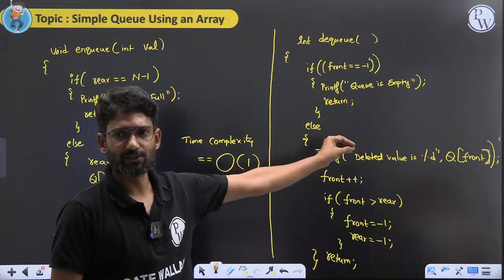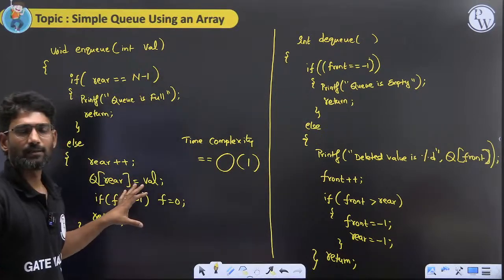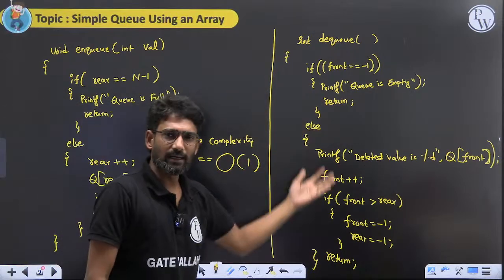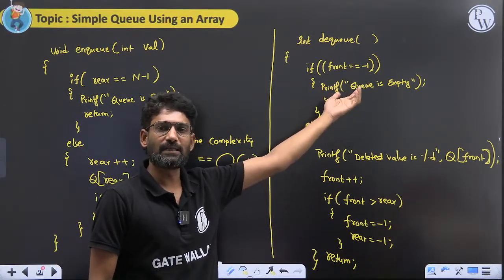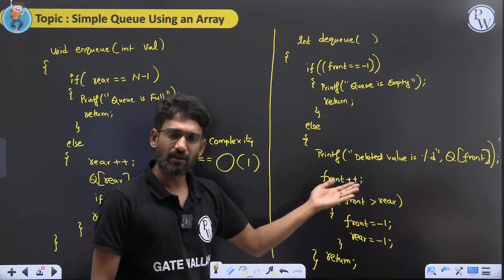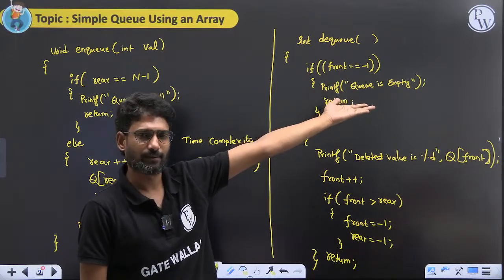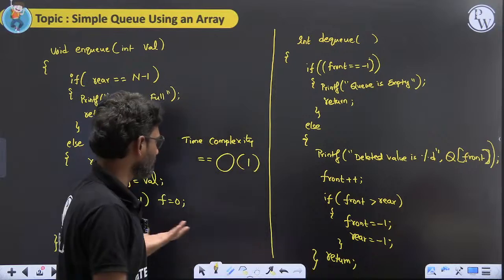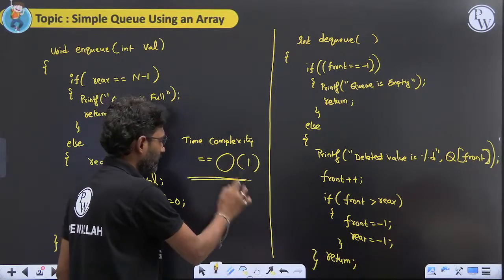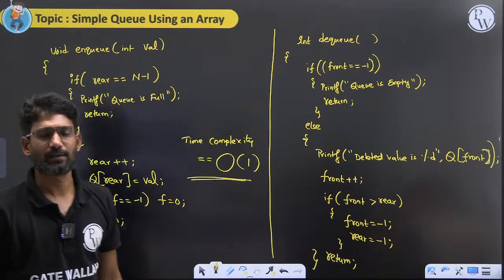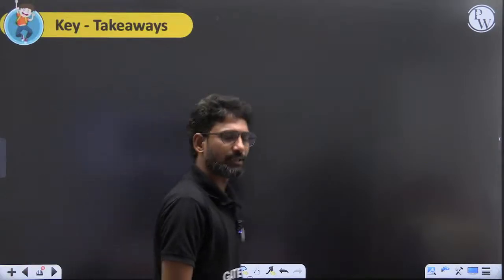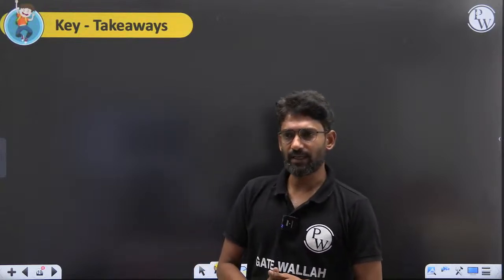Right? For one insertion, I simply check and insert, or I say I can't insert. Similarly, while deletion, I check whether I will be able to delete or not. If possible, I delete, or else I simply print I cannot delete. So there is nothing that is repetitive work. So it takes constant time complexity. Right? So this is how we implement simple queue using array.